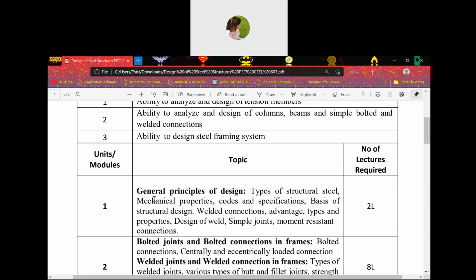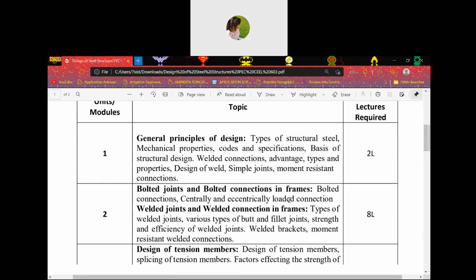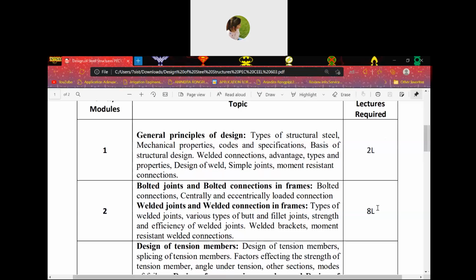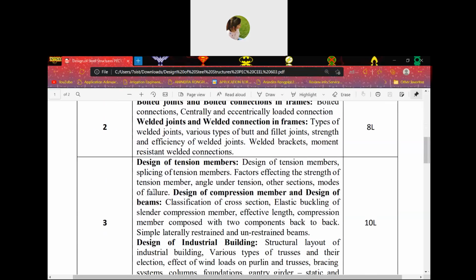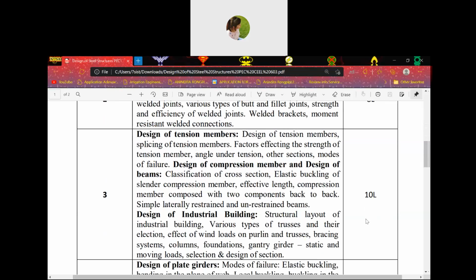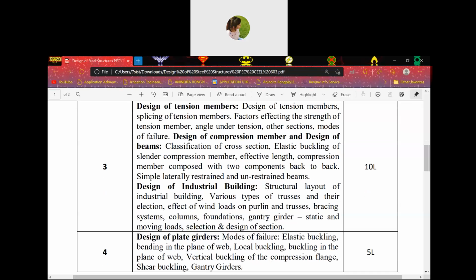There are a total of 5 units: unit 1, 2, 3, 4, and 5. In Unit 1, the lectures allotted are 2. In Unit 2, the lectures allotted are 8, making it 10. And for the third unit, the lectures allotted are 10. 5 lectures will be taken by Nabanita ma'am and the remaining 5 will be taken by me. So I'll start from Unit 3, that is Design of Industrial Building.